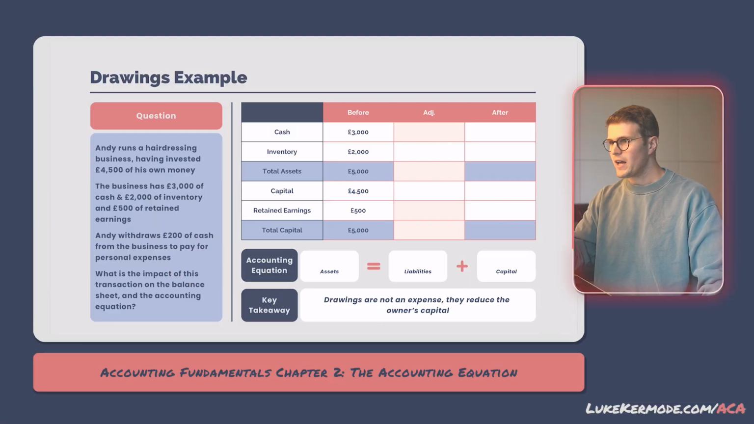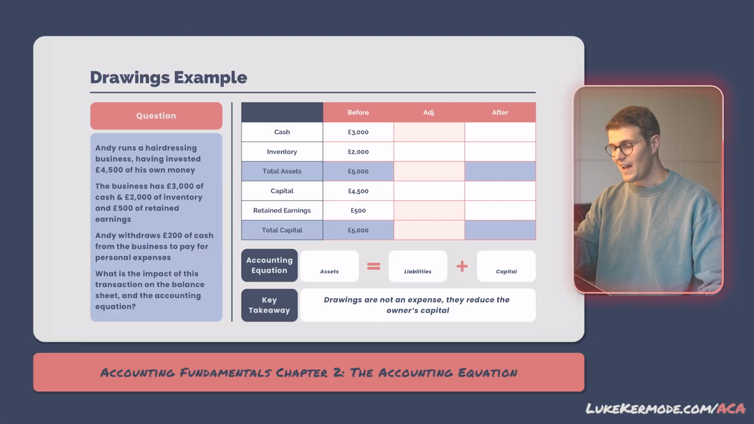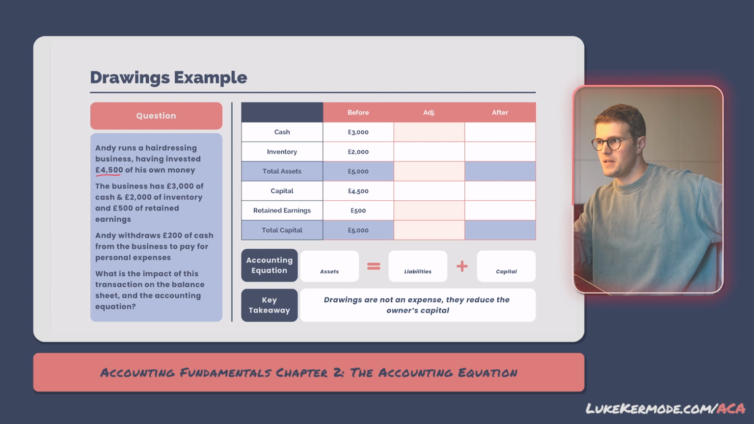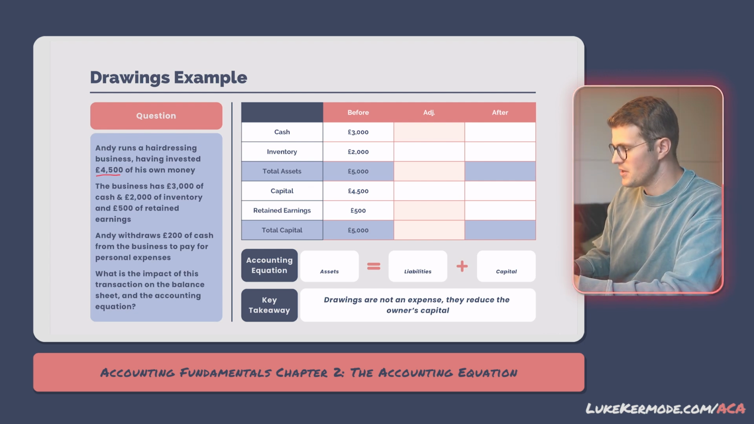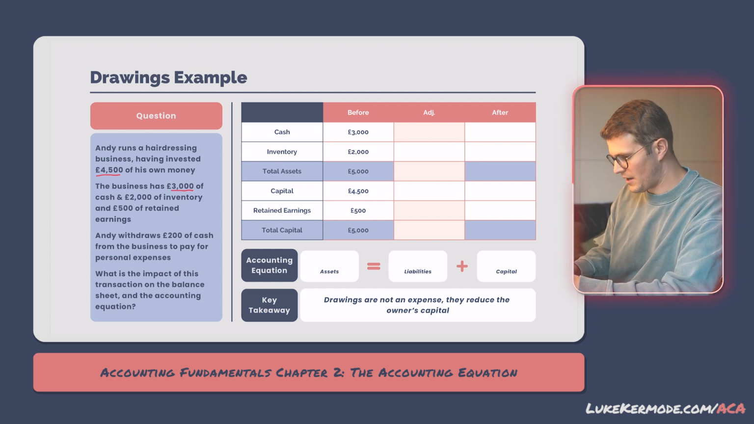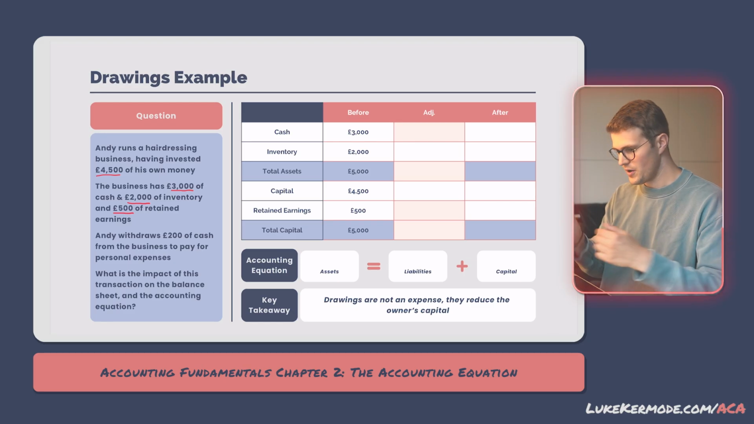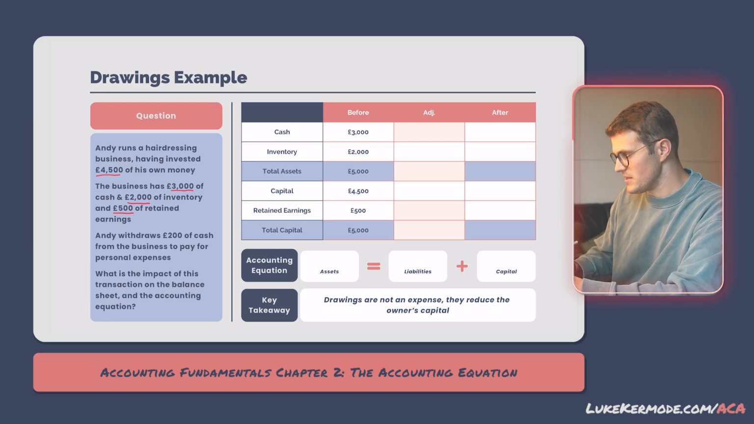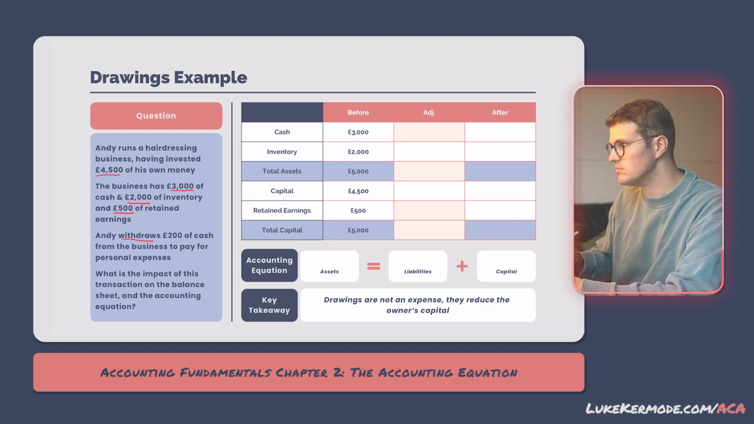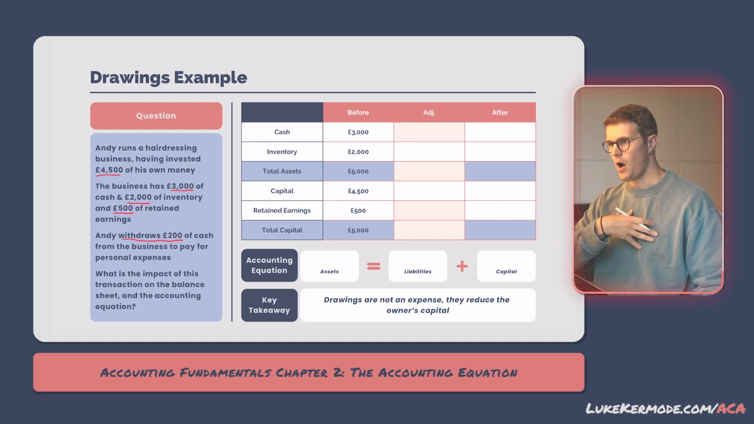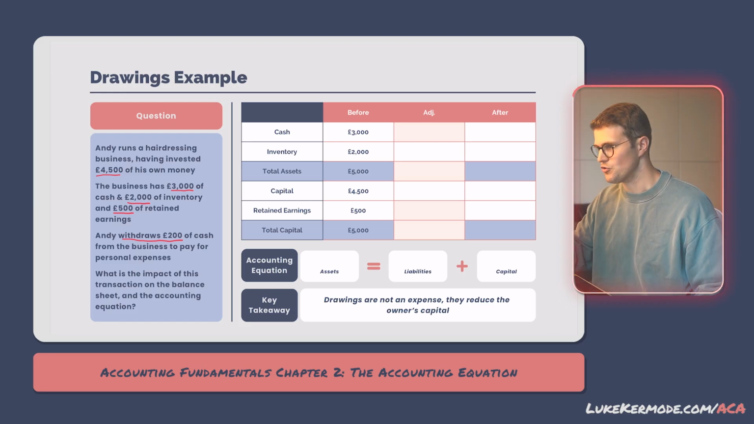Let's look at another example now, but this time involving a drawing. So Andy runs a hairdressing business. He's invested £4,500 of his own money, and the business currently holds £3,000 in cash, £2,000 of inventory, and £500 of retained profits. Now, Andy has decided to withdraw £200 from the business to pay for some of his personal expenses, so this will be classified as a drawing. Our task is to update the balance sheet and the accounting equation for this drawing.